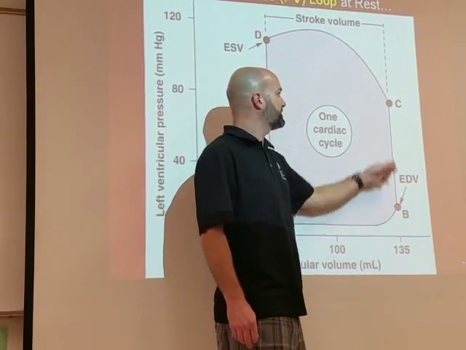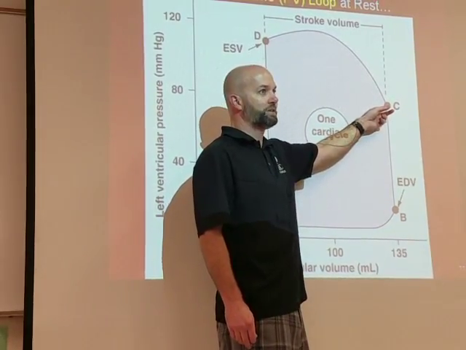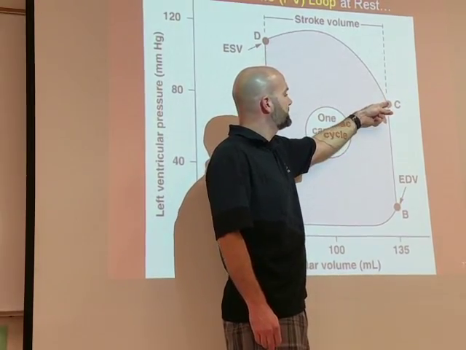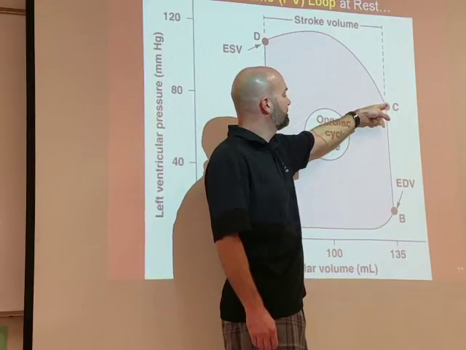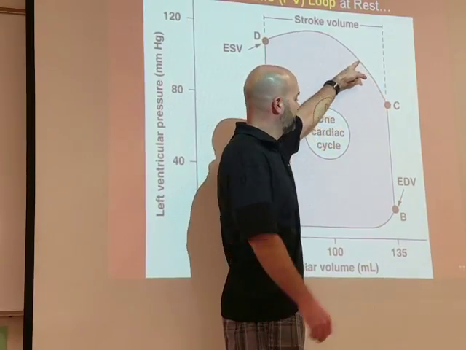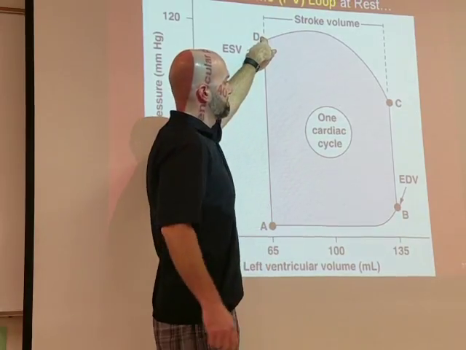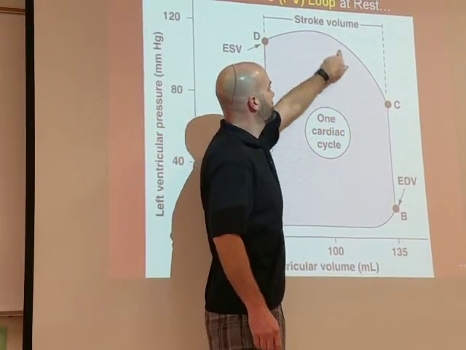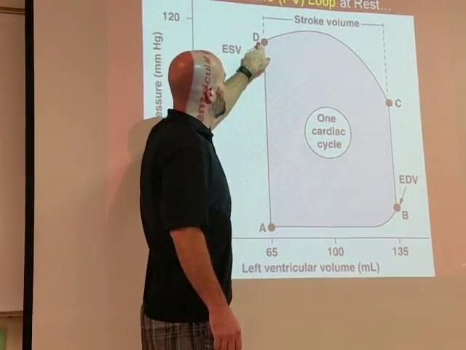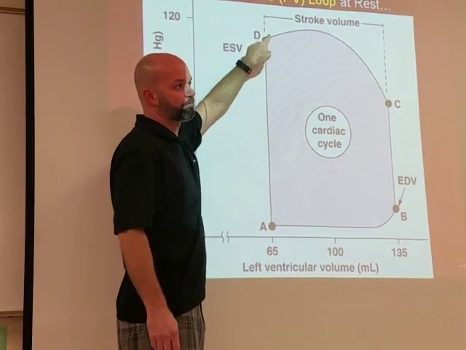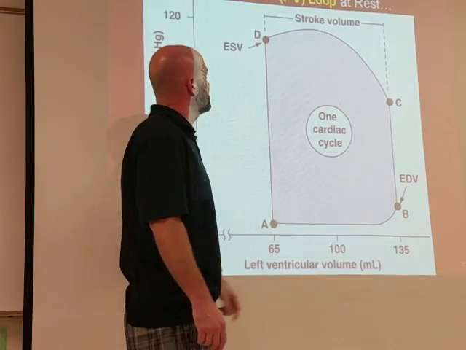Right, so line BC is isovolumetric contraction. At C, semilunar is open, pressure is going up, and volume is going down. Ejection. So this is ejection phase. Ejection ends with closure of semilunar valves.